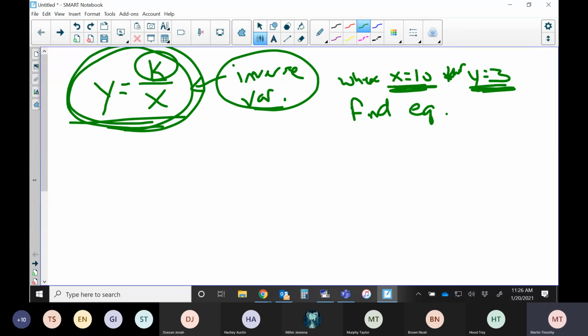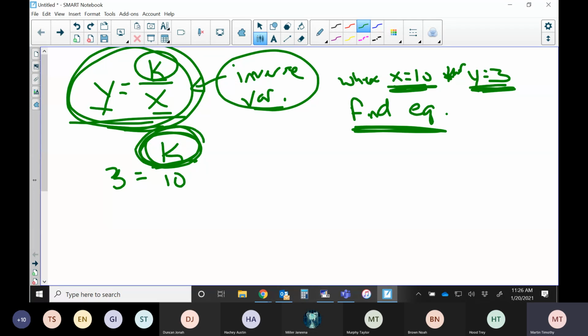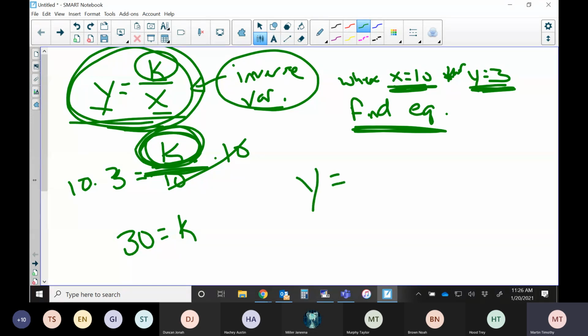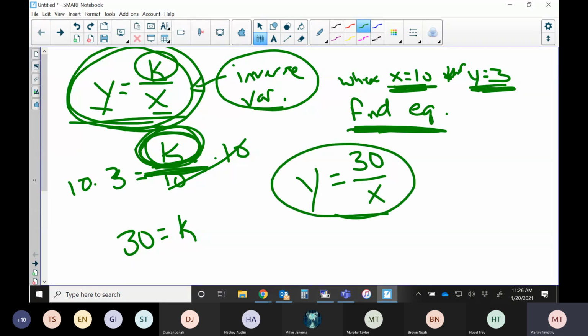And so all you're going to do is go, okay, 3 equals k over 10. In order for me to have this equation, all I need is the k. X and y are going to be the variables. So when they say find the equation, the only thing I need to do is find the k. A fraction bar is division. So how do I undo that? I times by 10. I times by 10. And I get 30 equals k. So to find the equation, the answer to that question is y equals 30 over x. That would be the answer to find the equation.